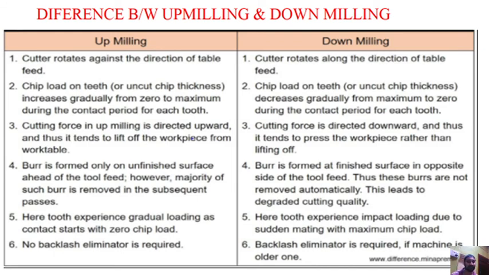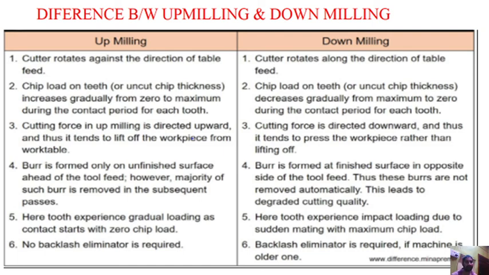The cutting force is upward in up milling. It tries to lift the work away from the fixture. In down milling, the cutting force is in the downward direction. It pushes the work firmly into the fixture. In up milling, burr is formed only on the unfinished surface. In down milling, the burr is formed on the finished surface on the side opposite to the tool feed.